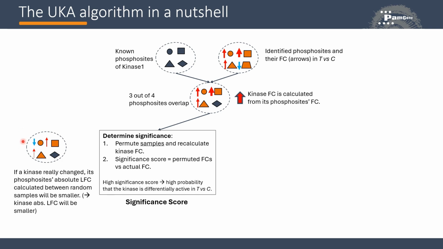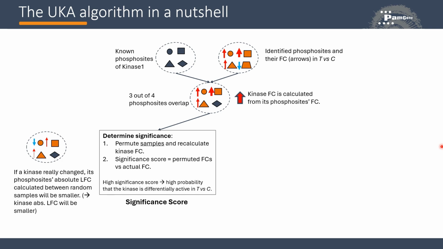direction. The significance score is calculated based on the difference between the actual kinase fold change and the kinase fold changes coming from the permutations. A high significance score means a high probability that the kinase is differentially active between test and control.